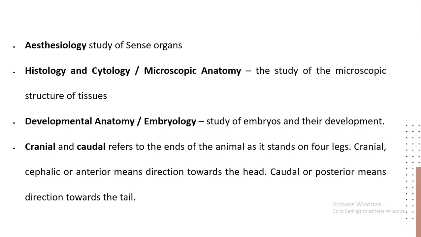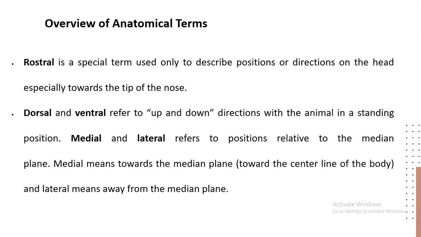Cranial, cephalic or anterior means direction towards the head, while caudal or posterior means direction towards the tail. So at the beginning of the animal, when it stands on its four legs, that is from the front is the cranial, while at the end, that is from the tail, is referred to as caudal. Rostral is a special term used to describe position or direction on the head, especially towards the tip of the nose. Dorsal and ventral refer to up and down direction with the animal in a standing position.